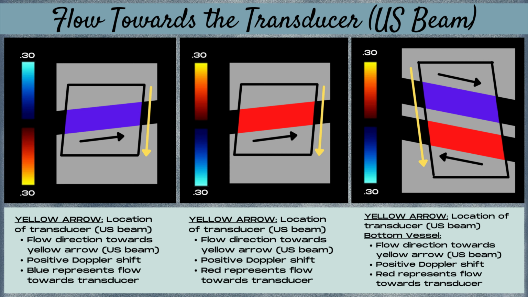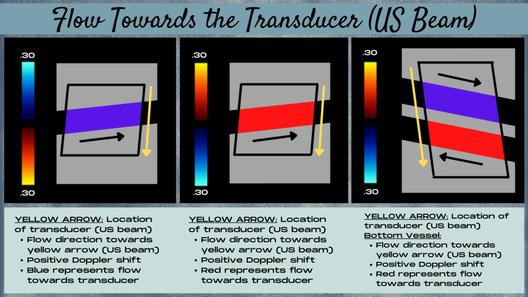The flow direction is moving towards the yellow arrow, which is the ultrasound beam, and the color on the top of the color Doppler map is blue. So in this instance, blue represents a positive Doppler shift, and blue represents flow moving towards the transducer.